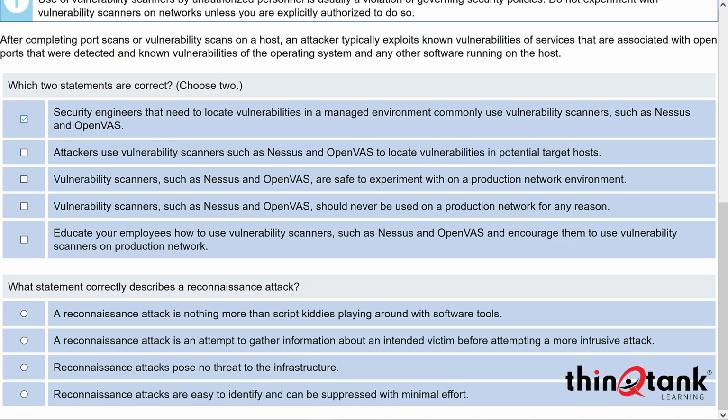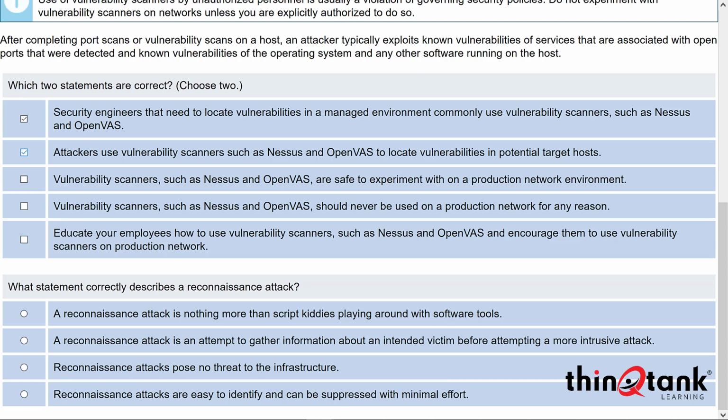All right. Attackers use vulnerability scanners like Nessus and OpenVAS to locate vulnerabilities. Absolutely. The attackers are going to basically use the same tools that we're going to use. If it's good for them, it's good for us, kind of thing. Now, it may not be these tools specifically, but it's going to be a similar type of tool that's going to be used for this purpose.